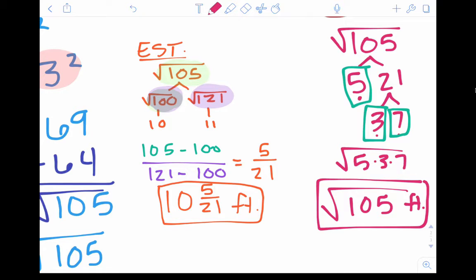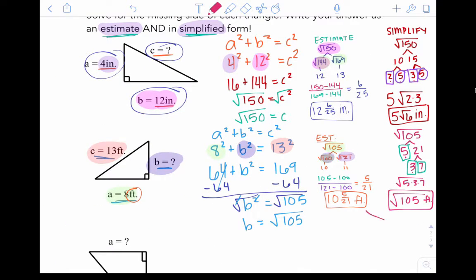So if they're all singles when you do the factor tree, then that means that it stays as that original square root. That is as simplified as it can go. So right there are your two answers to this problem. Make sure when you do problems like this, I can see your work, I can see it estimated, and I can see it simplified.